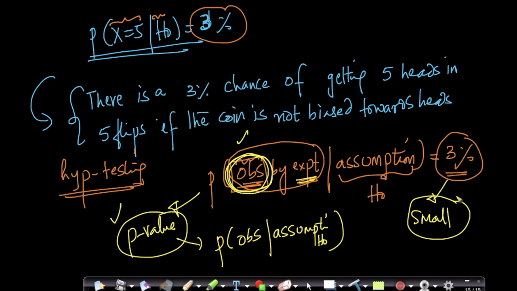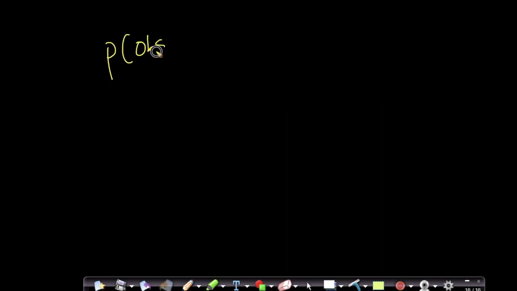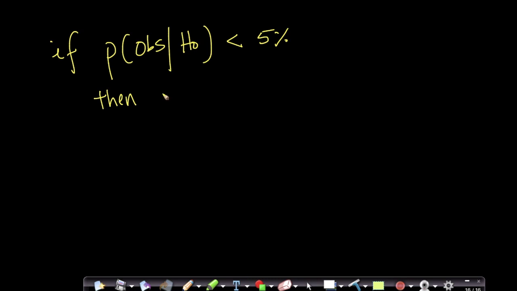This p-value is small. Typically, we say it's small if it is less than 5%. This is just a rule of thumb. There is no hard and fast rule about the 5%, but 5% is typically what people take. So we say that if the probability of making the observation that we already made, given our assumption or null hypothesis, is less than 5%, then probably our null hypothesis, our assumption, may be incorrect.